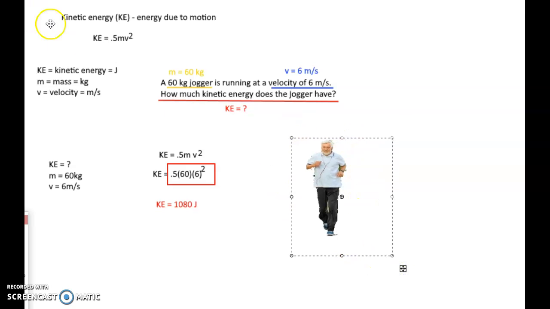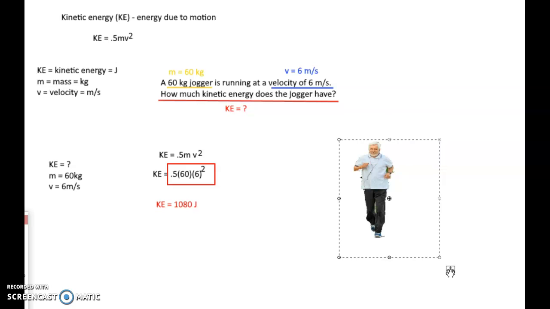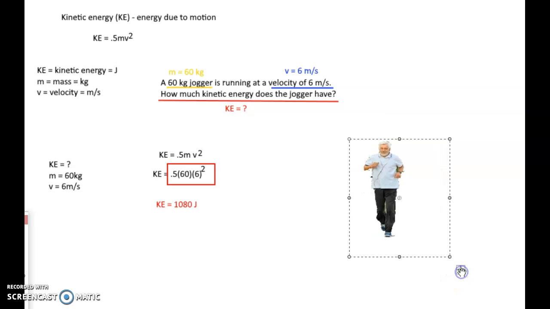He could also change his mass to change his kinetic energy, but that's a lot harder to do unless he were to, like, poop as he was running. Then his mass would change a little bit. His kinetic energy would go down because he would lose mass. Otherwise, in the next video, we're going to look at one where we're solving for something else.